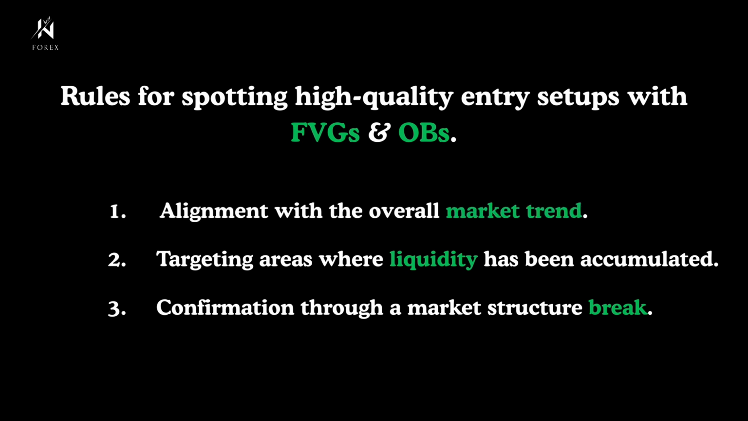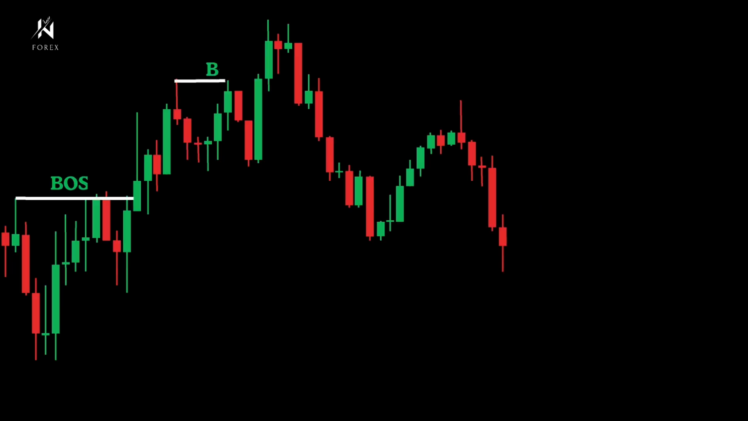Ensure alignment with the overall market trend. Determining the market's direction is typically the initial step in price chart analysis. The goal is to recognize the prevailing trend and assess whether bulls or bears are currently dominant. It's crucial to trade in harmony with the active side of the market.